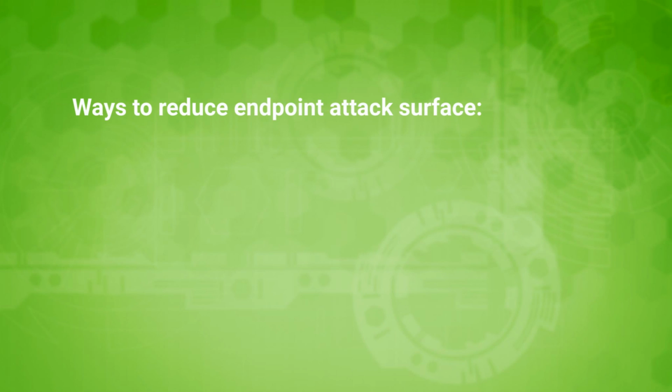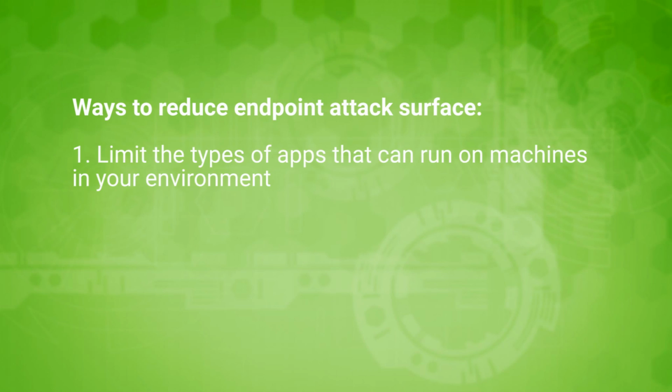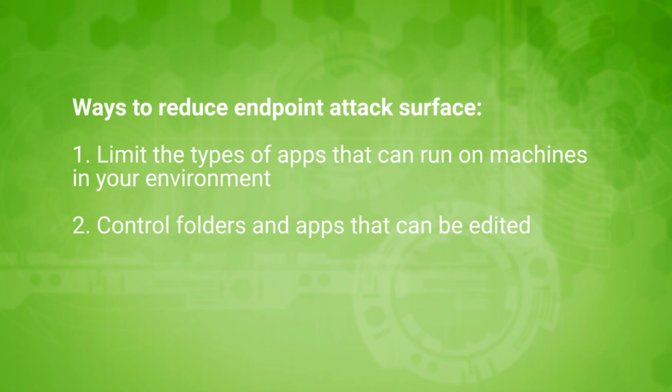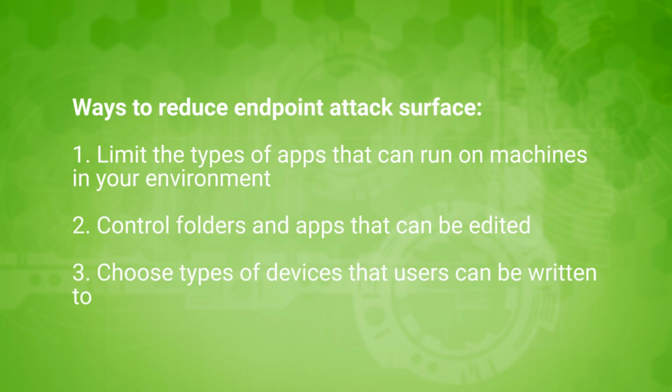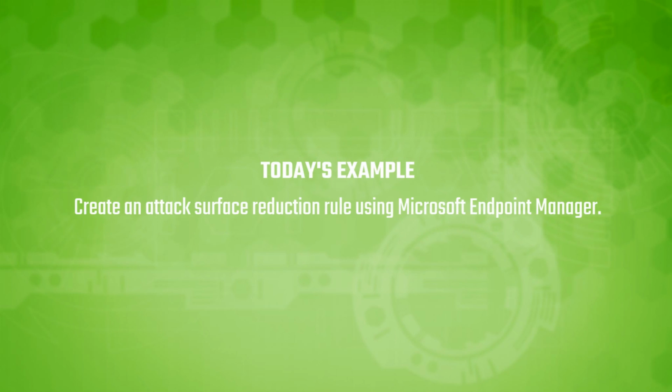So there are several ways to reduce your endpoint attack surface. For example, you can use application control to limit the types of apps that can run on machines in your environment. You can control folders in which applications or users have access to, or even the types of devices that are allowed to be written to. Here I'm going to briefly explain how to create an attack surface reduction rule using Microsoft Endpoint Manager to limit the attack surface on an endpoint in your environment.